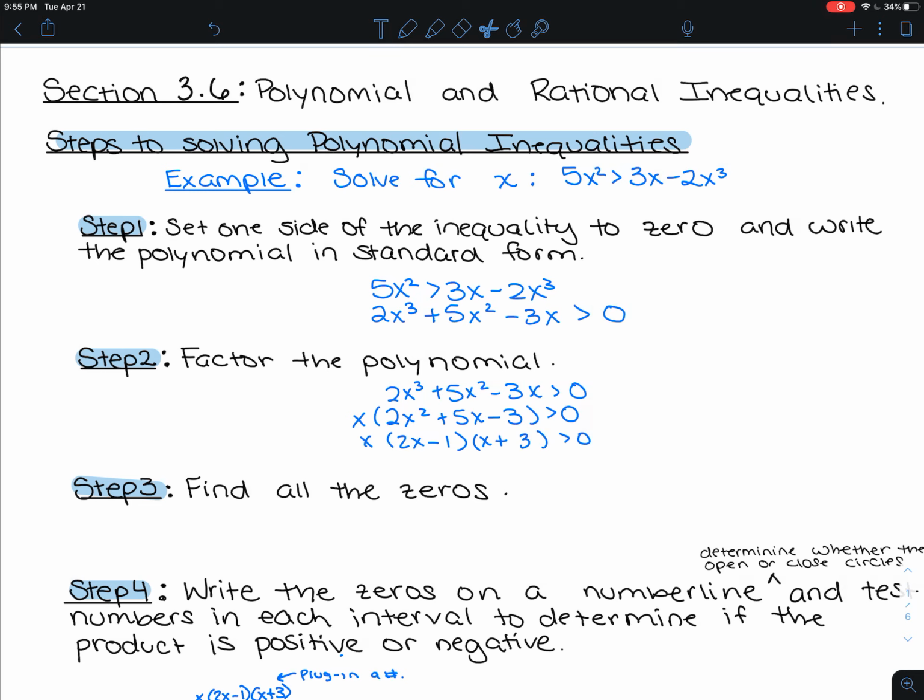The next step is to find all your zeros. And remember, these are the x values that make each of our factors 0. And therefore we get 0, 1/2, and -3.